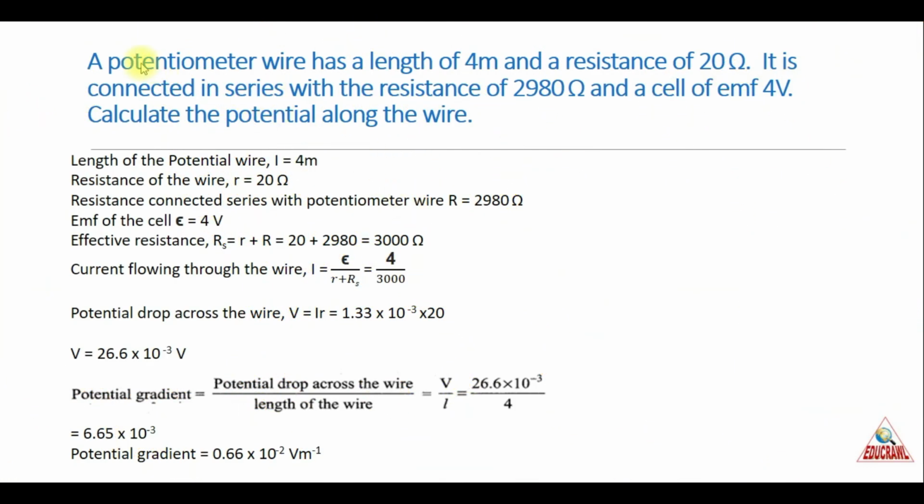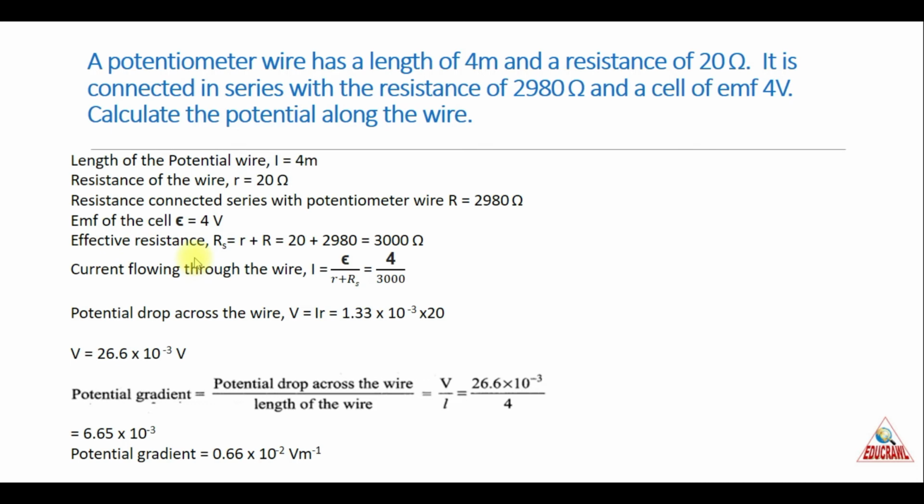The next problem. A potentiometer wire has a length of 4 meter and a resistance of 20 ohm. It is connected in series with a resistance of 2980 ohm and a cell of EMF 4 volt. Calculate the potential gradient along the wire. So the length of the wire is given as 4 meter, resistance is given as 20 ohm. The resistance connected in series with the potentiometer wire is given as 2980 ohm and the EMF of the cell is 4 volt.